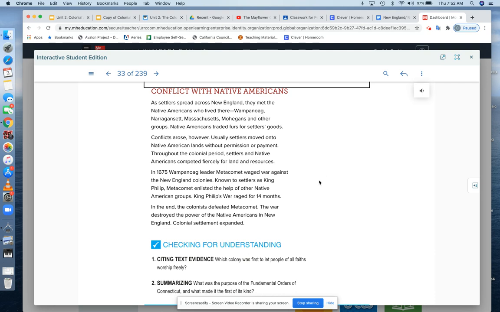In 1675, Wampanoag leader Metacomet waged war against the New England colonies. Known to settlers as King Philip, Metacomet enlisted the help of other Native American groups. King Philip's war raged for 14 months. In the end, the colonists defeated Metacomet. The war destroyed the power of the Native Americans in New England, and colonial settlement expanded.